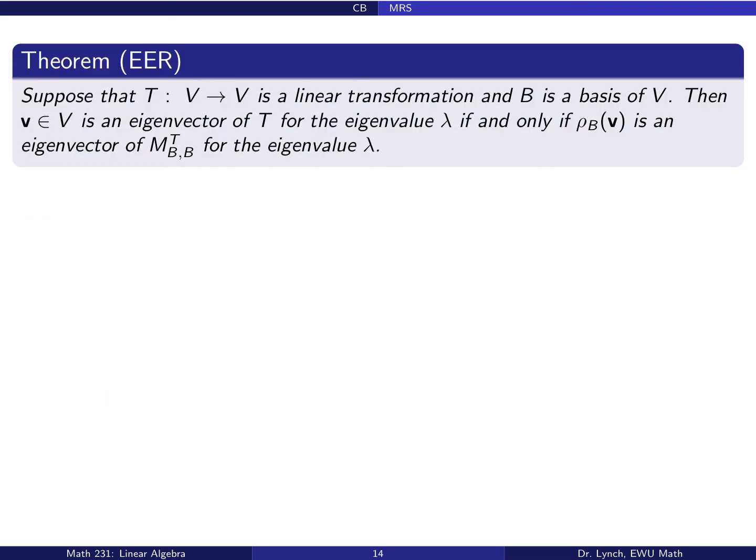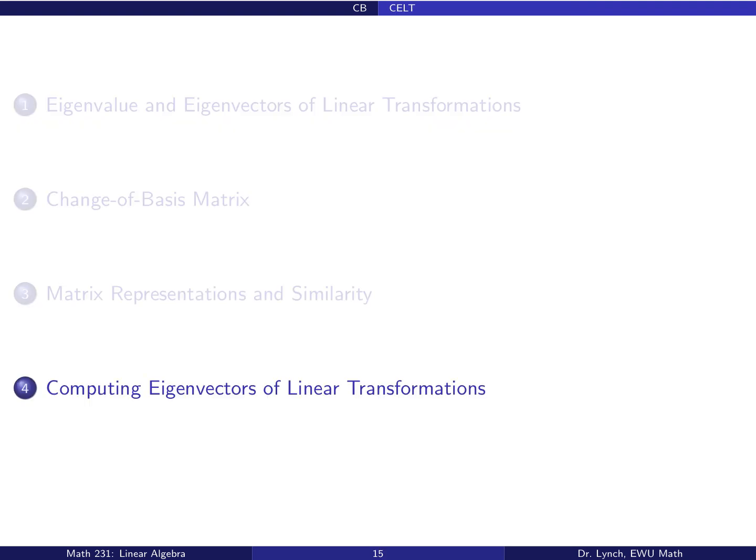Okay, so on to eigenvectors. It turns out that an element v is an eigenvector of the transformation T if and only if its coordinatization is an eigenvector of the matrix of the transformation with respect to the same basis. Okay, so this tells us how to find eigenvectors of a transformation. It says do a coordinatization and then find the eigenvectors of the matrix of the transformation. No big surprise there.